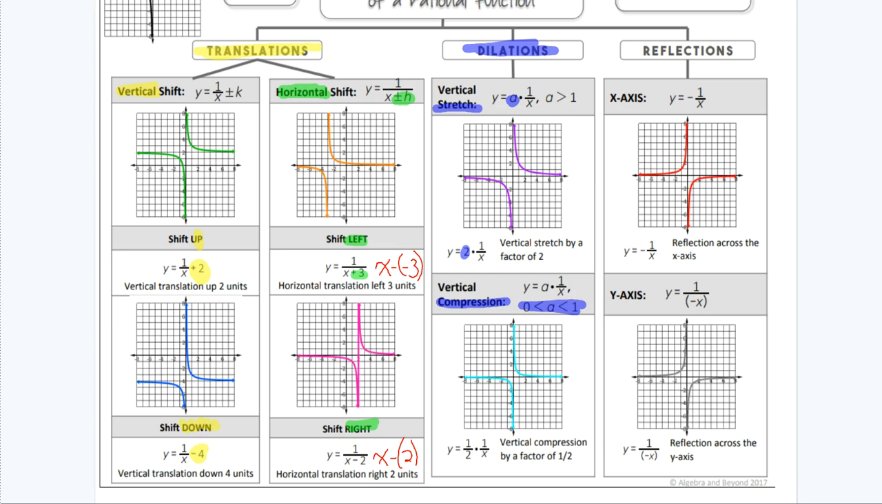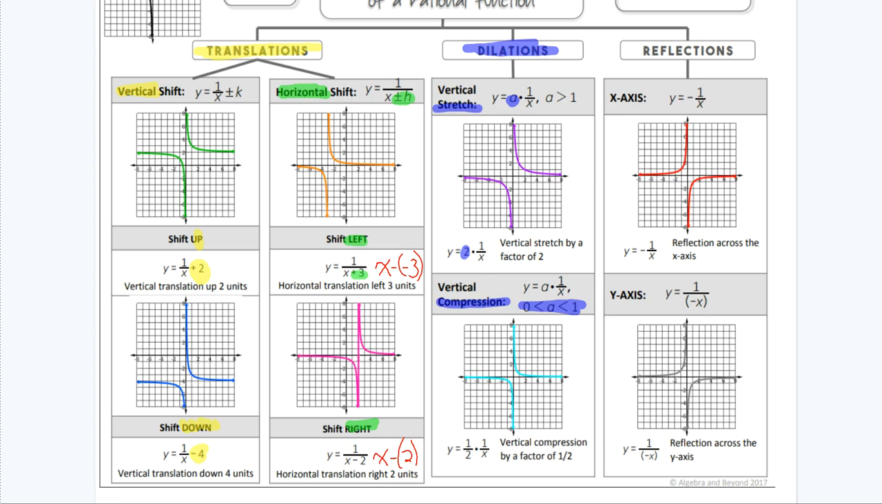You can kind of see in the graphs in the dark blue, or in the purple and the light blue down there, in the stretch, I always think of it as stretched a little bit further away from that origin, whereas the compression is pushing it a little closer to the origin.